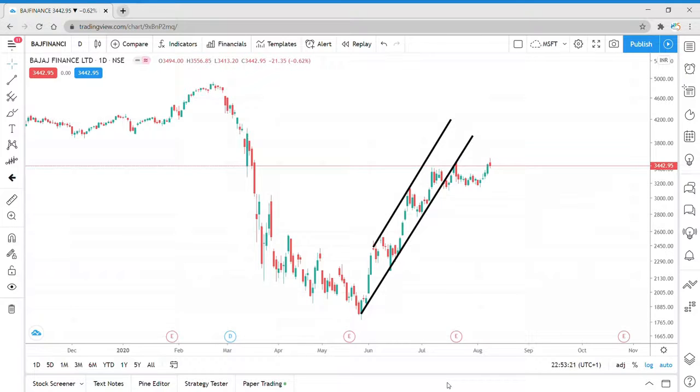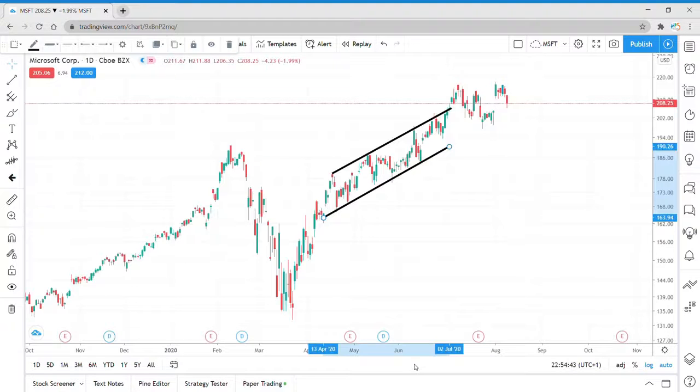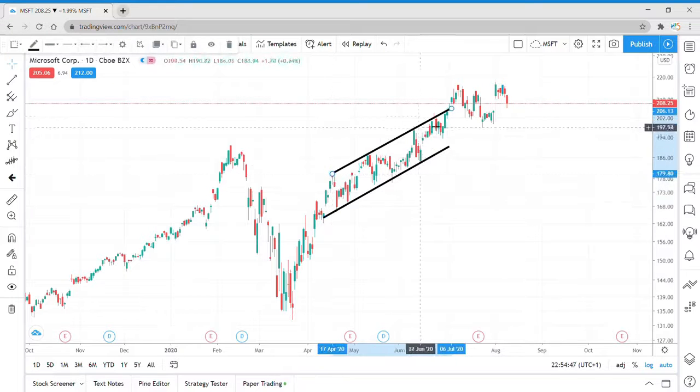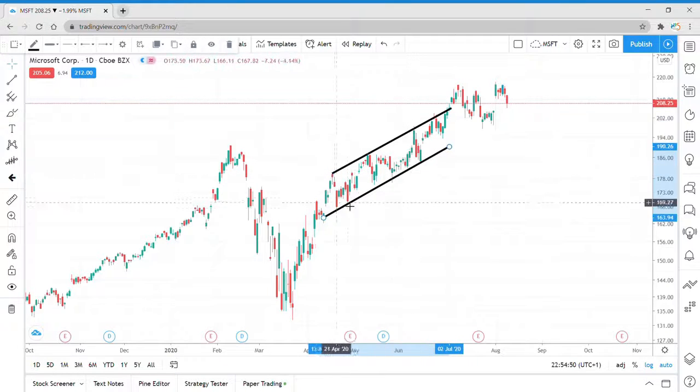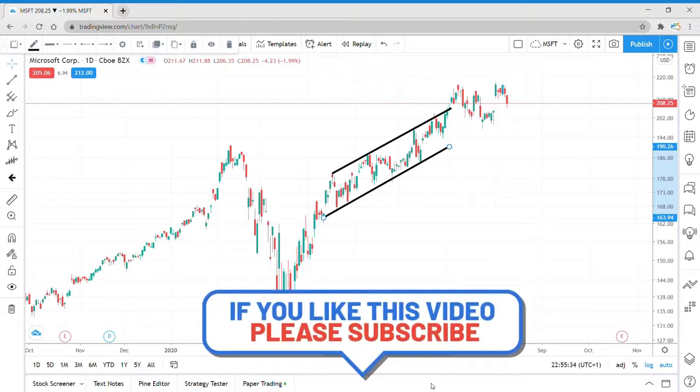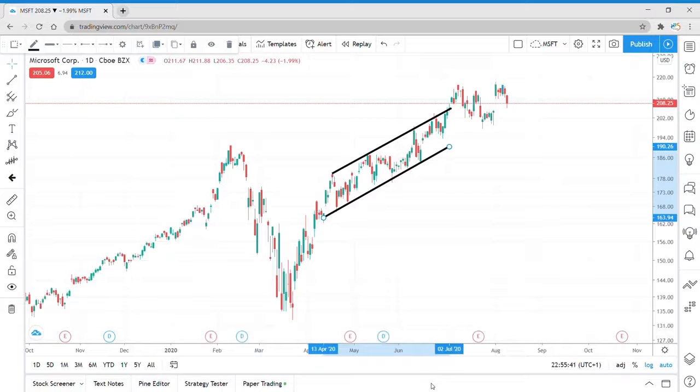This is Microsoft's daily chart. Take a look here. This trend line connects the highs, and this trend line connects the lows. You can plot trend lines on any time frame, from 1 minute to monthly time frames. But remember this, if you're a beginner, don't go for time frames below 1 hour, because you can see a lot of whipsaws which would put you off track.